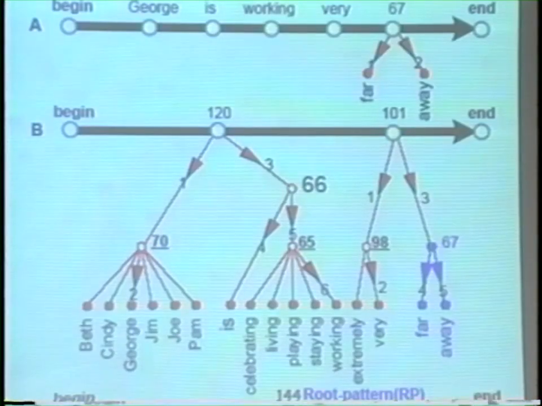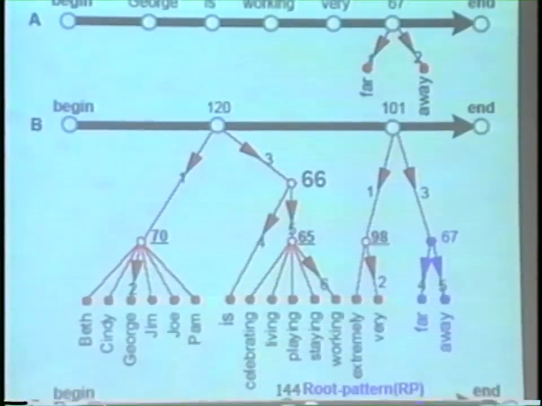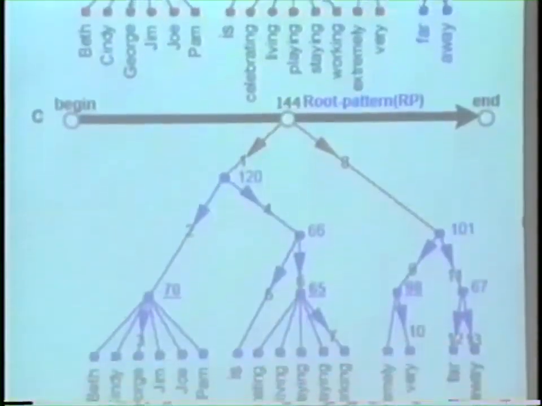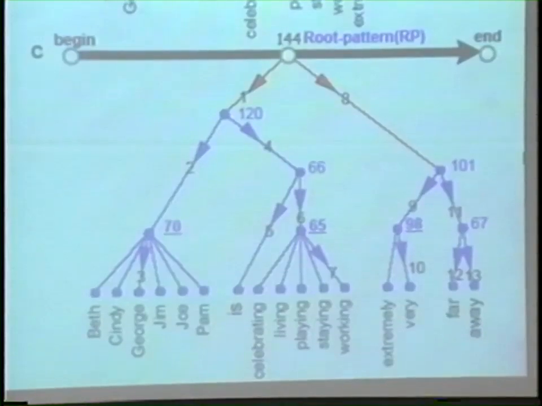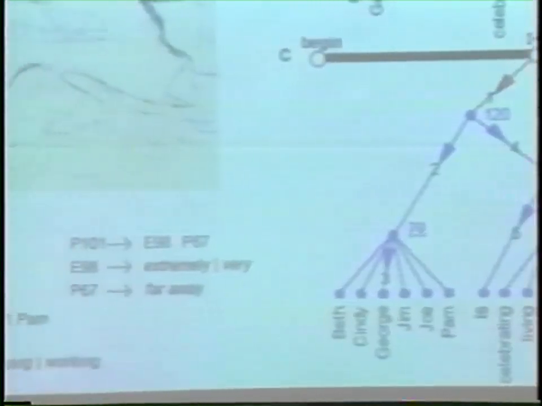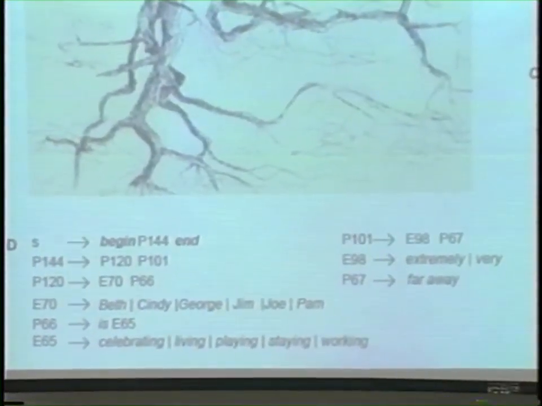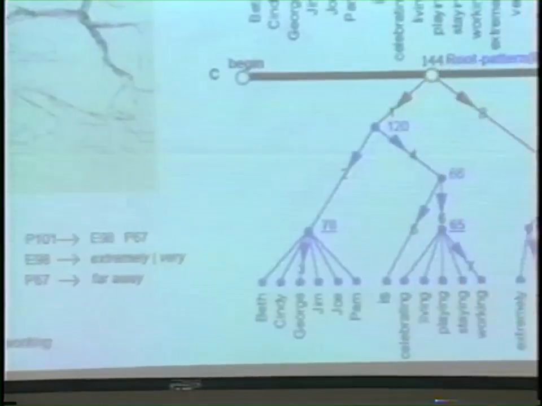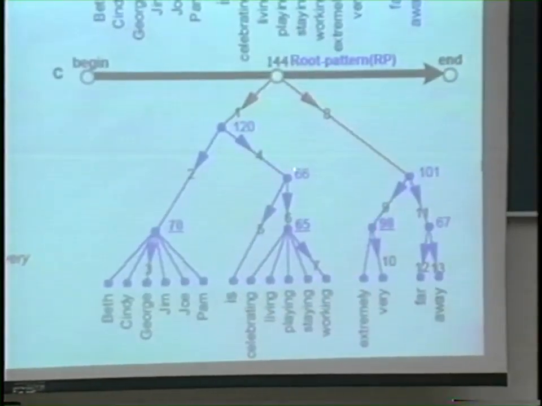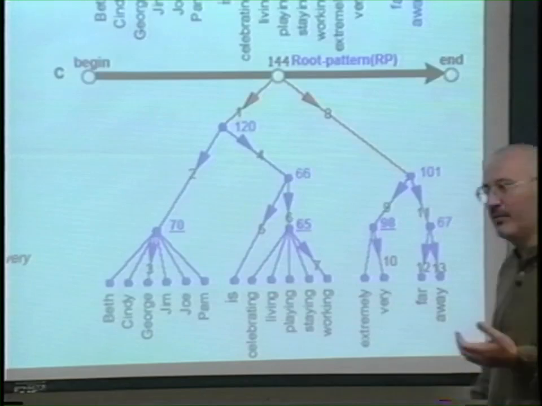And finally, in this case, a single pattern remained on the path from begin to end, and this is like an S production in the grammar. So here's a grammar rushing in from the left side. S goes to begin, followed by P144. It's this one here, followed by and. And P66 is the word is followed by E65. It's this one here, is followed by anything out of this collection. And that's how things look. So they do look like trees.